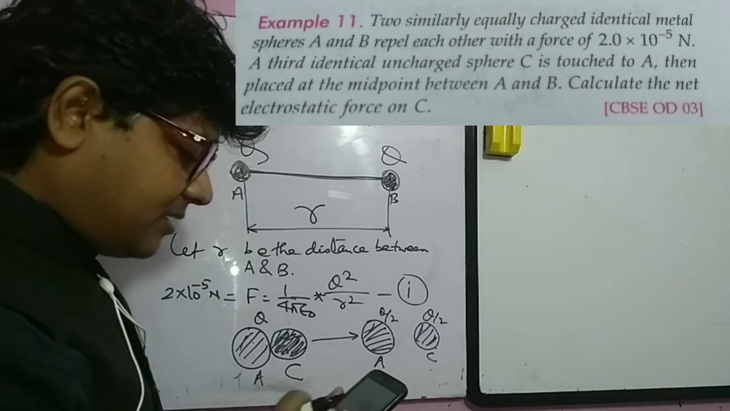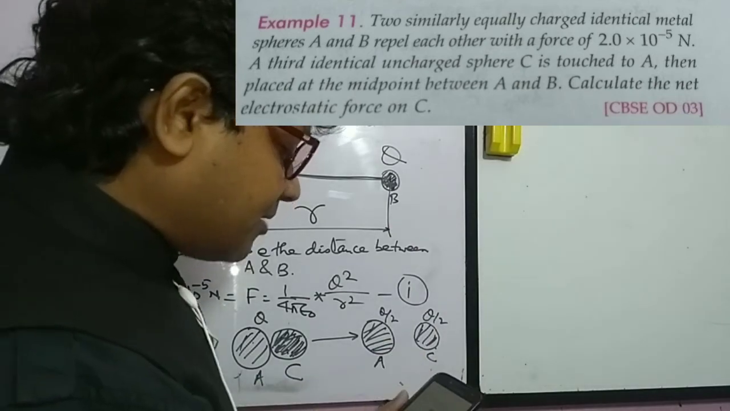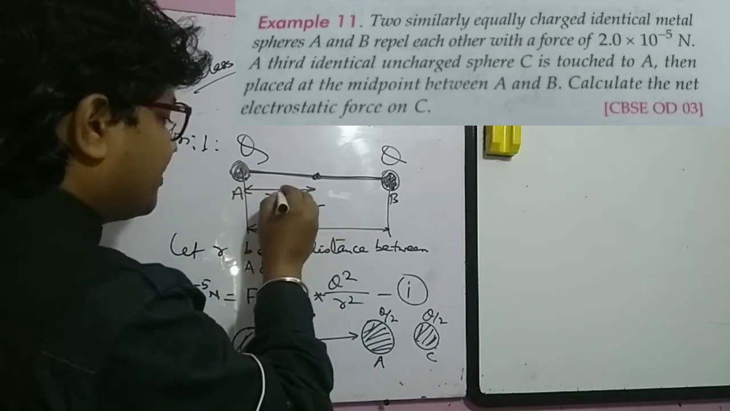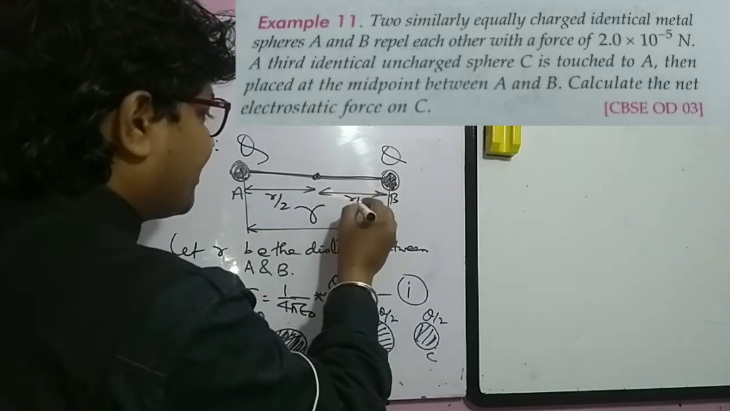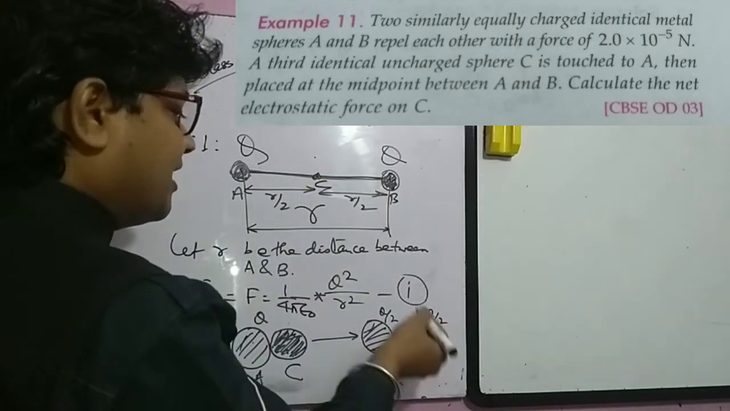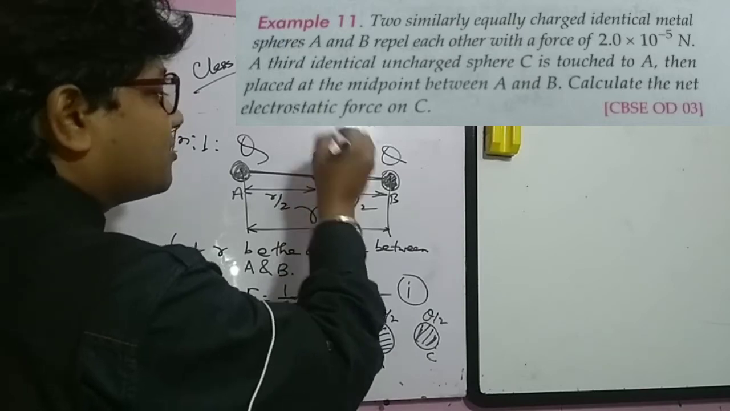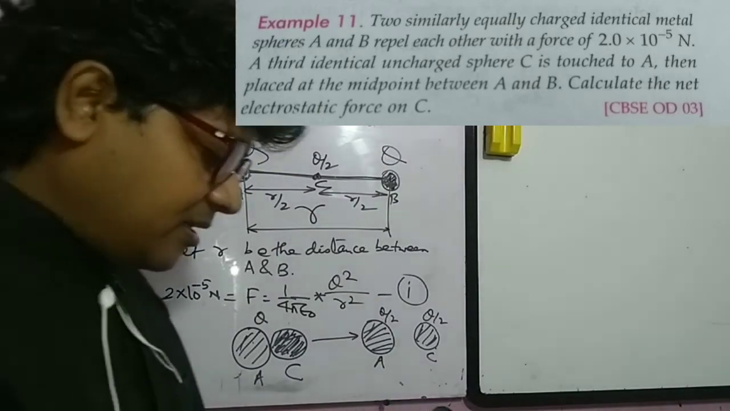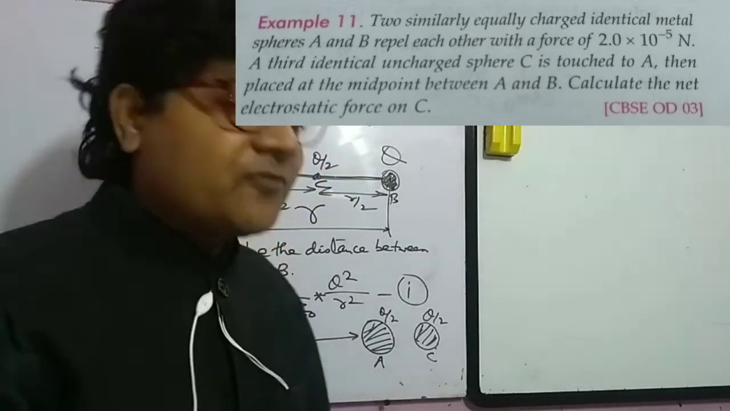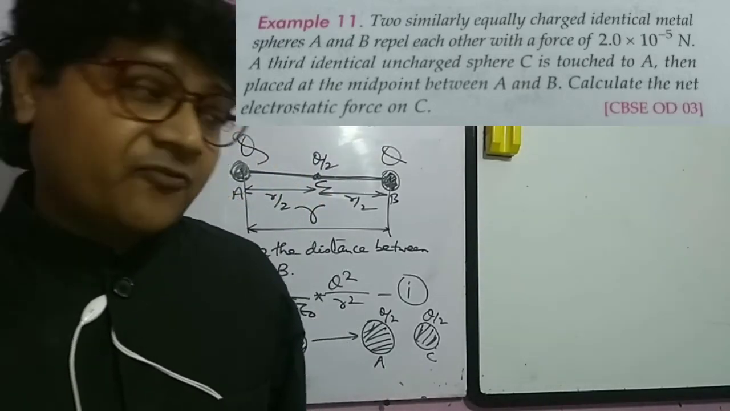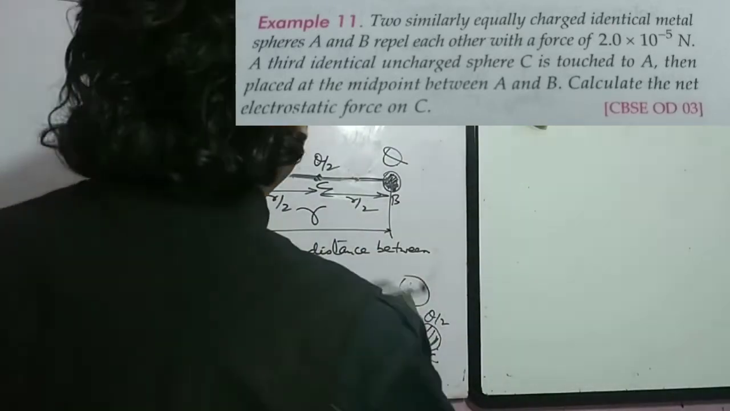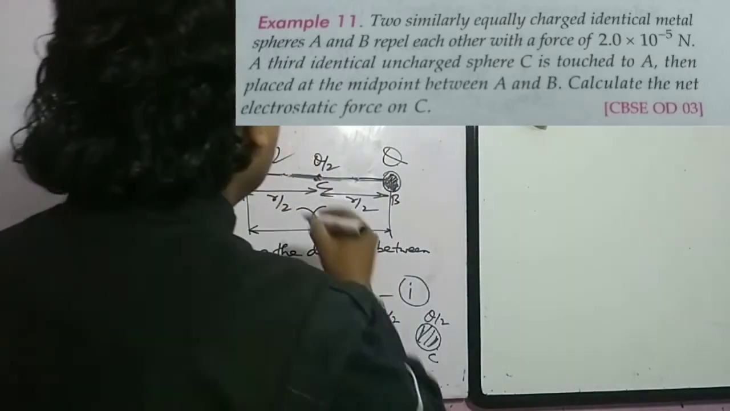Now this C has been kept at the midpoint right here. So the distance is r by 2 and this distance is r by 2. This is C, having Q by 2 charge, placed at the midpoint of A and B. Calculate the net electrostatic force on C. Now it's better to draw another diagram.